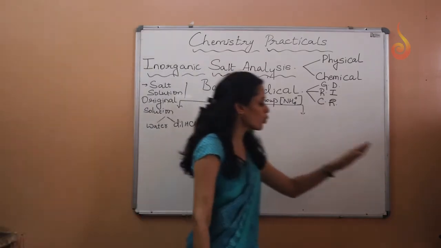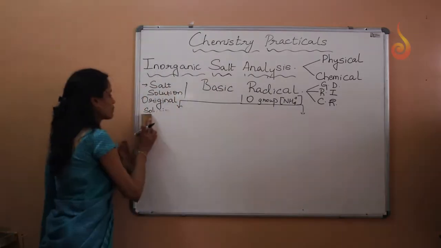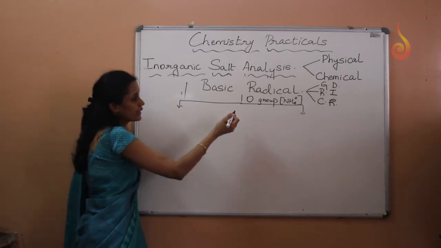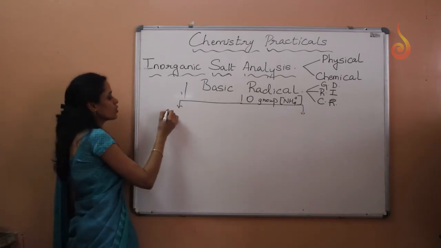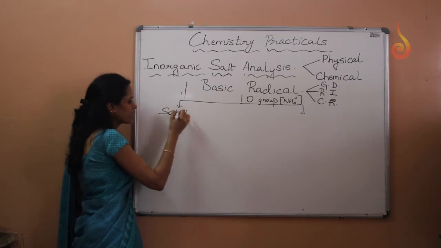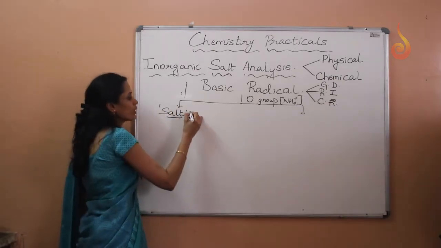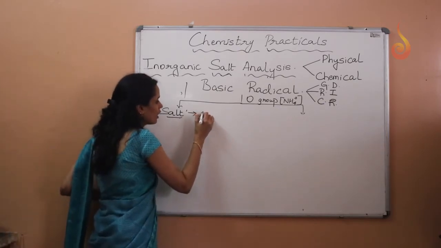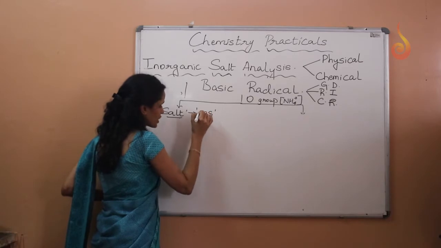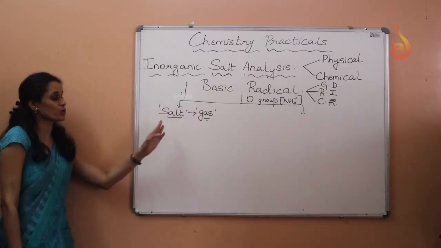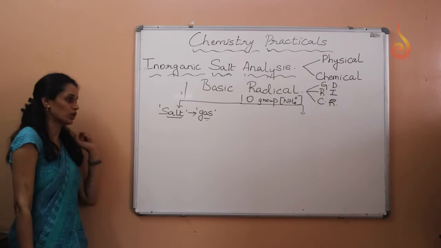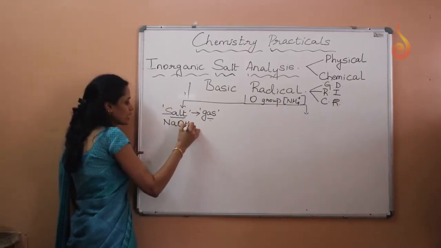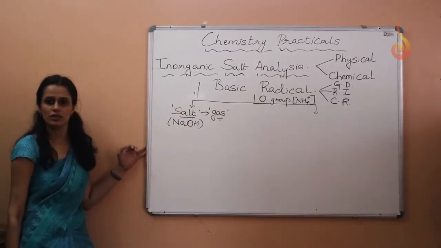So now let's move on to the basic radical detection, that's nothing but the zero group basic radical detection. I told you already, for the zero group we use salt directly. Why? Because while performing the experiment we observe gas liberation. That's the reason we use salt, and the reagent we use is sodium hydroxide solution.